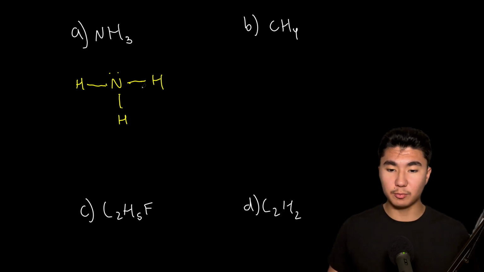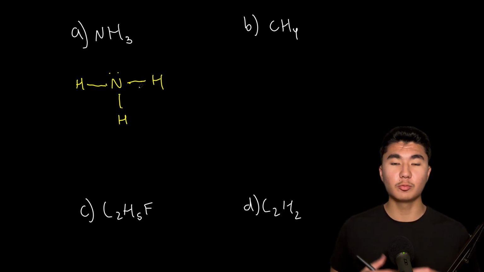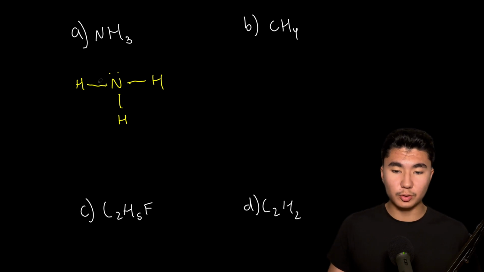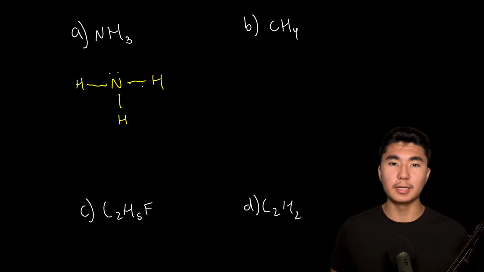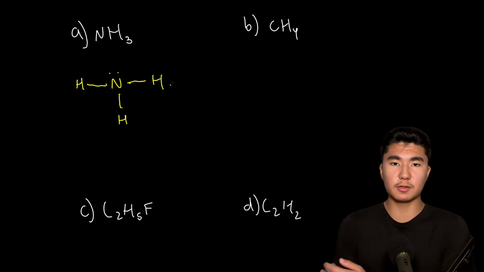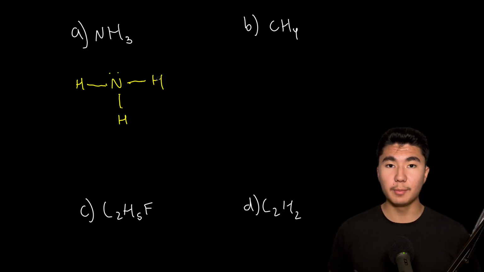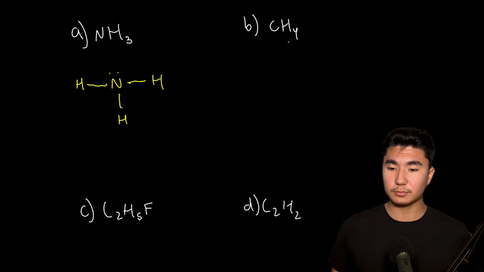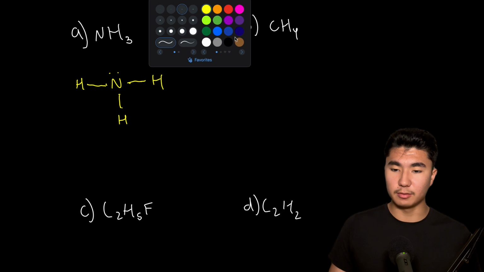And just to double check, we have 1, 2, 3, 4, 5 valence electrons, and we have 1, 2, 3, 4, 5, 6, 7, 8 electrons to fulfill that octet rule for the nitrogen. We're also fulfilling the octet rule for the hydrogen because it only has that 1 valence shell, so it only needs 2 electrons to fulfill that octet rule.